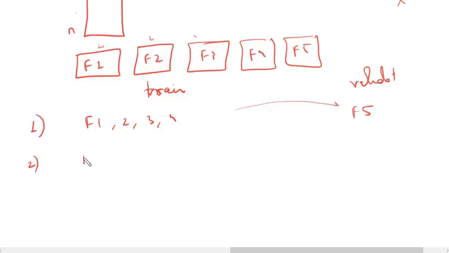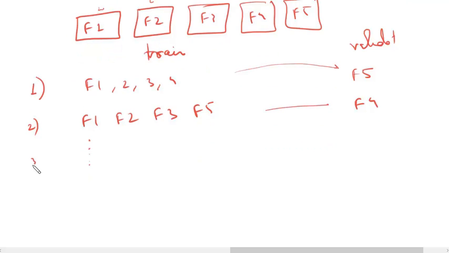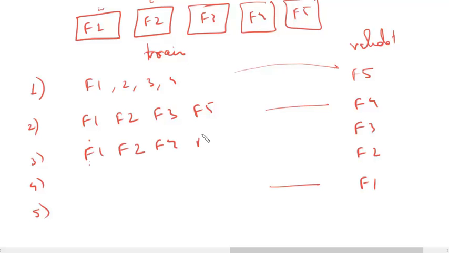Now we repeat the process. So we will have F1, F2, F3 and F5 here, and we will take F4 as the validation data. Similarly, all possible iterations we will do, and you will see that we will have a total of 5 iterations. So F4, we will have F3 and F2, and finally we will have F1. And here we will have F2, F3, F4 and F5.